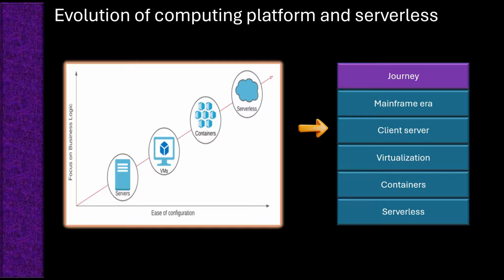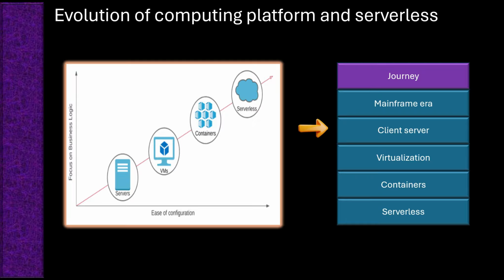Fast forward to the 80s and 90s. We get the client-server model. This was a big shift. Now instead of everything being centralized, we had servers running applications and clients could connect to them over a network. It was great for collaboration and file sharing.